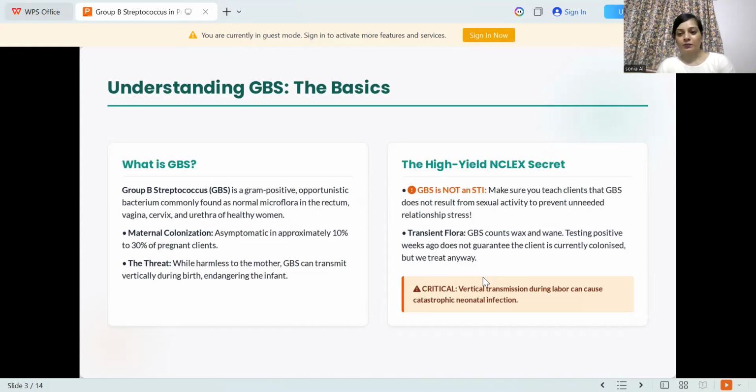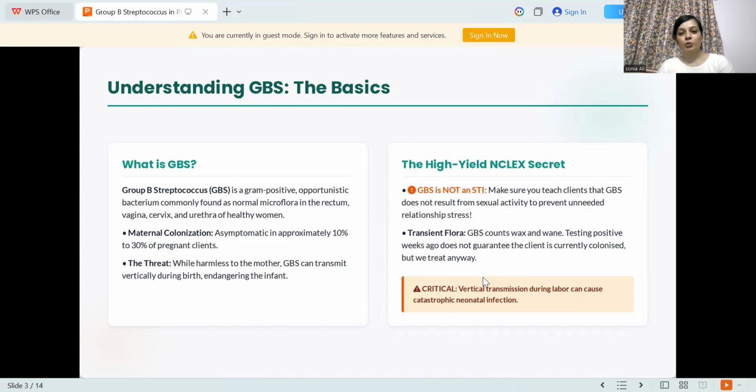So during the labor, we will assess this GBS before the time duration. We will talk about it in the upcoming slides. So the maternal colonization is asymptomatic in approximately 10 to 30% of pregnant clients. GBS gram positive bacteria is found in 10 to 30% of pregnant women.